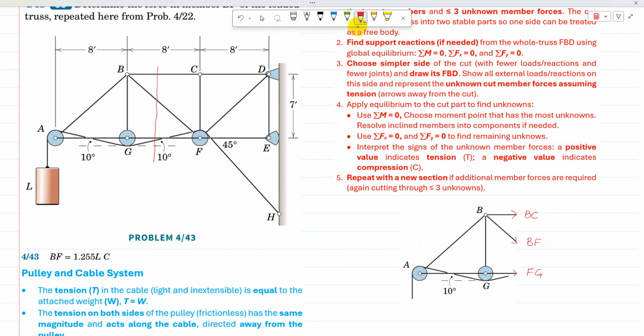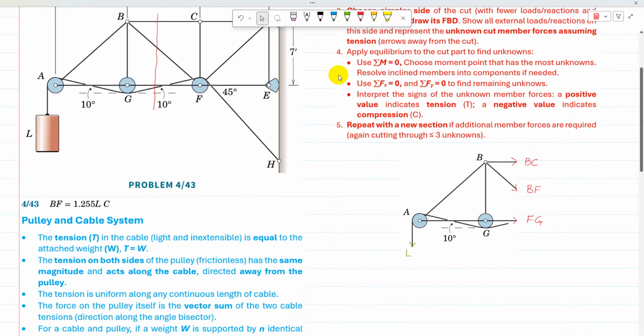And the other ones are the known external loads. The external load here is L, because the tension in the cable at the pulley is equal to the weight, and the tension is uniform along any continuous length of the cable. So the tension is equal to the weight, equal to L. So that is the free body diagram.